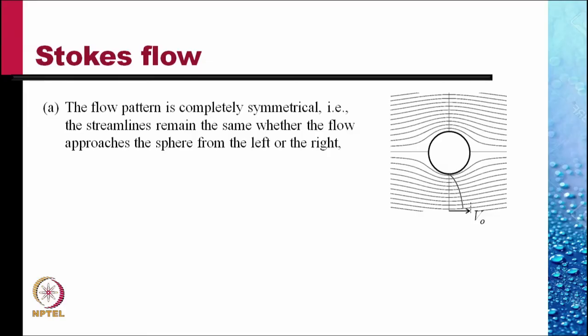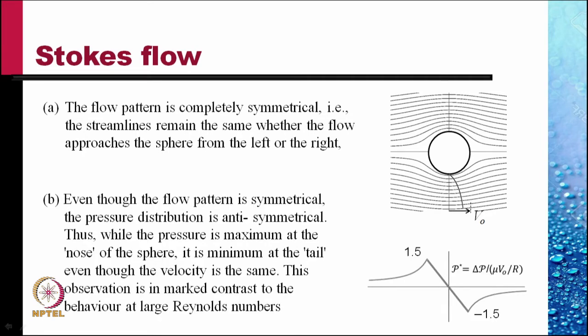Let's study some distinguishing properties of the Stokes flow. The flow pattern is completely symmetrical. That is, the streamlines remain the same whether the flow approaches the sphere from left or from right. Even though the flow pattern is symmetrical, the pressure distribution is antisymmetrical. Thus, while the pressure is maximum at the nose, it is minimum at the tail, even though the velocity is the same at 2 points.